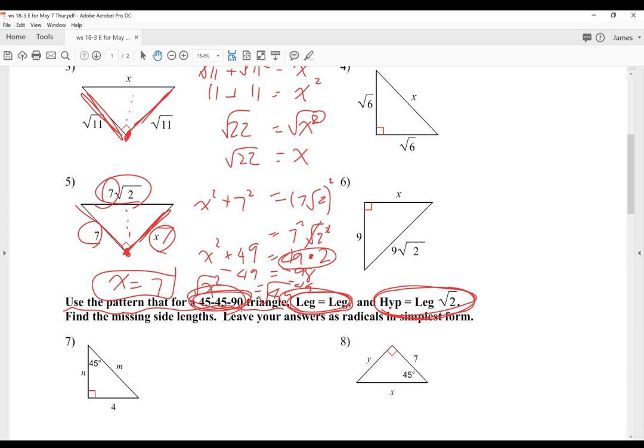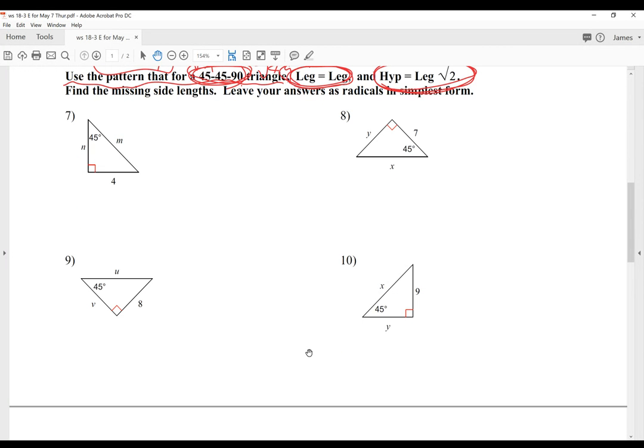That's the pattern. So for example, number 7, see, this is 45 degrees, which makes this into a 45 degree also. If you have 45, 90, it has to be 45, nothing else. So that makes these two legs the same. So legs are the same. So n equals 4. You're done. You don't need to do Pythagorean theorem. And then the hypotenuse is leg times square root of 2.